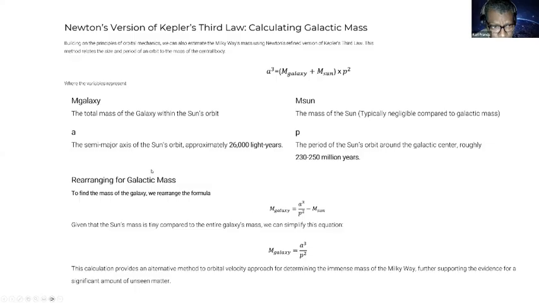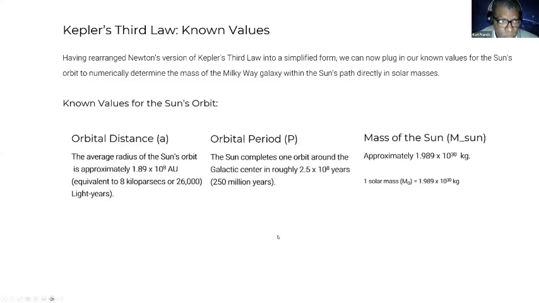Rearranging the original equation to solve for the galactic mass, we have the mass of the galaxy equals a^3 over P^2 minus the mass of the sun. Now, the mass of the sun is so tiny compared to the mass of the galaxy that it's negligible. So we're just going to drop that. It's almost like being zero. Okay. We go ahead and calculate the mass of the galaxy inside the sun's orbit. Step one, we calculate a^3. We plug in our values, we get this. Step two, we calculate P^2. We plug in our values, we get that value out.